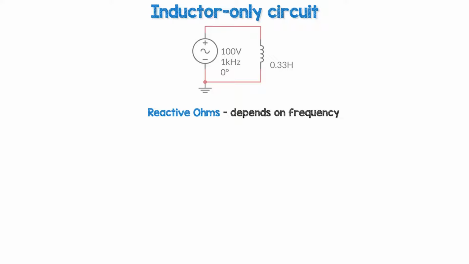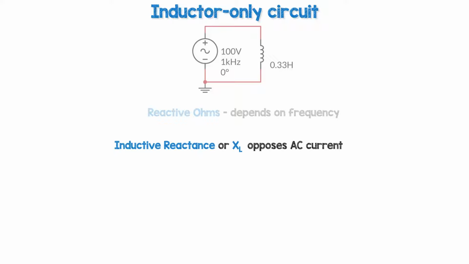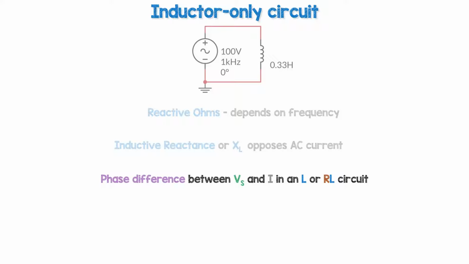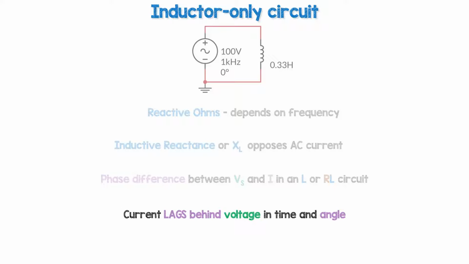Inductors therefore have an amount of reactive ohms, and the amount of reactive ohms depends on the supply frequency. The reactive ohms are known as inductive reactance or XL. There's always a phase difference between an AC supply voltage and the current in an inductor or resistor inductor circuit, and the current lags behind the applied voltage in time and angle, as one period of time for an AC supply is 360 degrees or 2 pi radians.